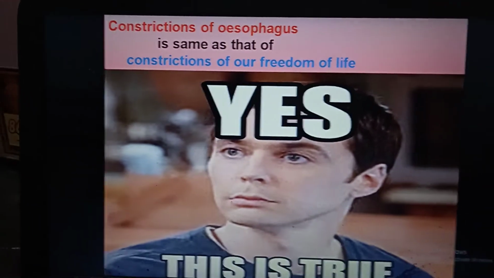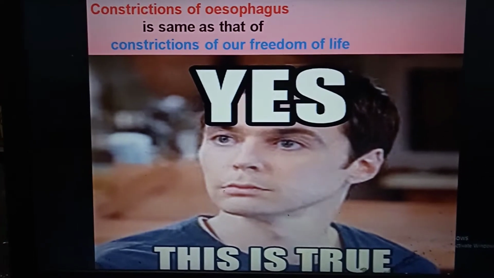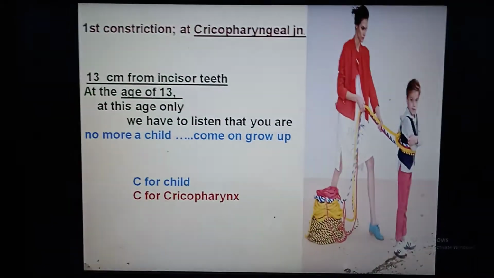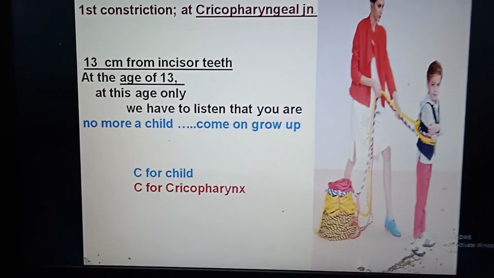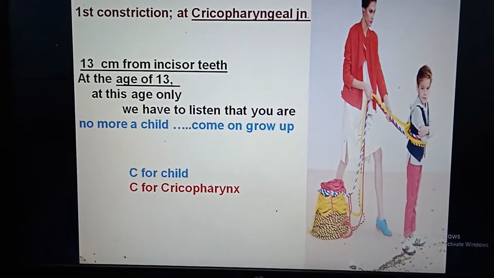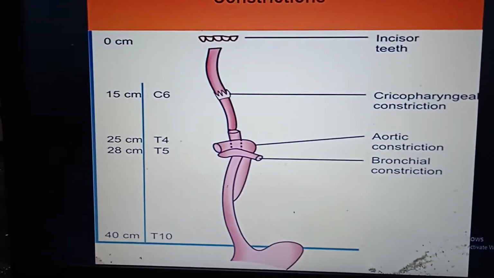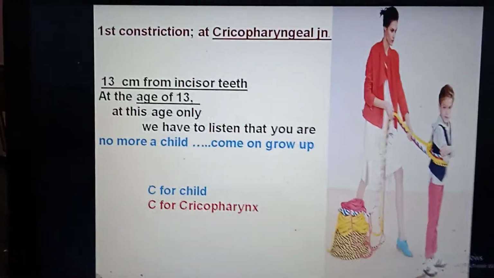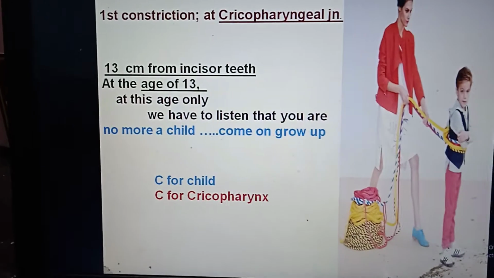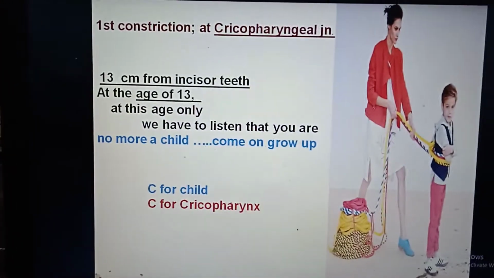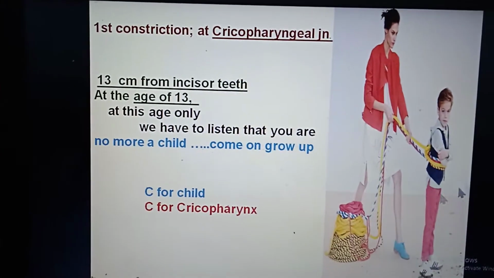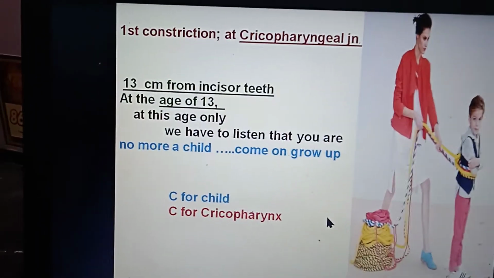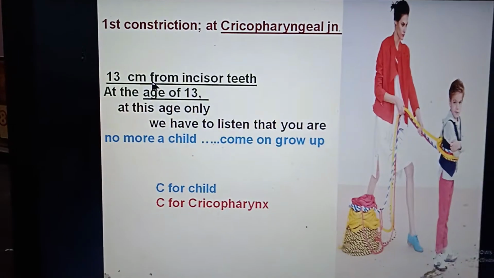Just look, constriction of oesophagus is same as constriction of our freedom of life. Our freedom of life is constricted. Yes, this is true. First constriction at cricopharyngeal junction, 13 centimeter from the incisor teeth. Here it is written 15 centimeter, but actually it is 13 to 15. So 13 centimeter from the incisor teeth. At the age of 13 only, we have to listen that you are no more a child. Come on, grow up. So this is the first constriction in our life, the freedom of life. C for child and C for cricopharynx, which is 13 centimeter from the incisor teeth.